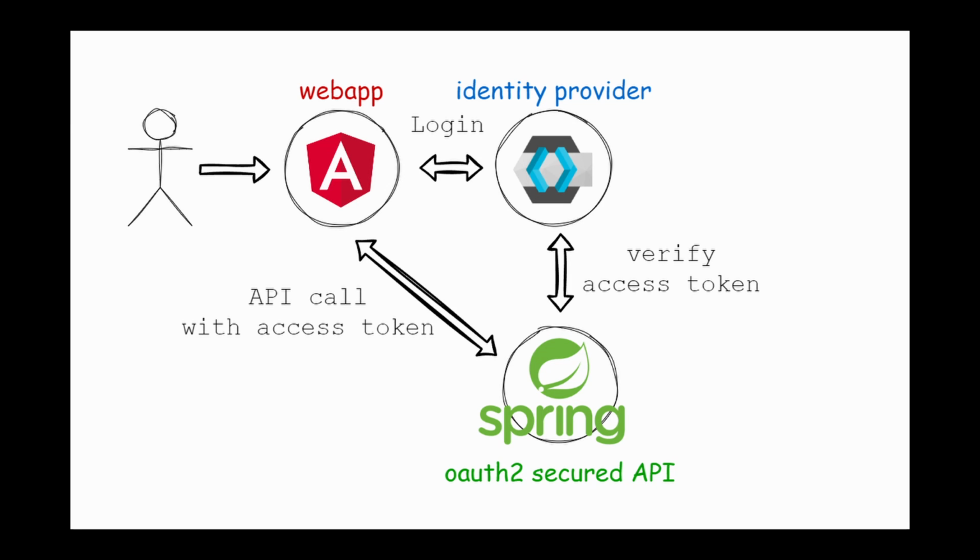We will also build an Angular web app which will redirect the user to a login page of the identity provider if the user is not already logged in. After the login, the web app can request an Access token and use it to access a secured OAuth2 resource server. OAuth2 resource server is just another term for an OAuth secured API server.